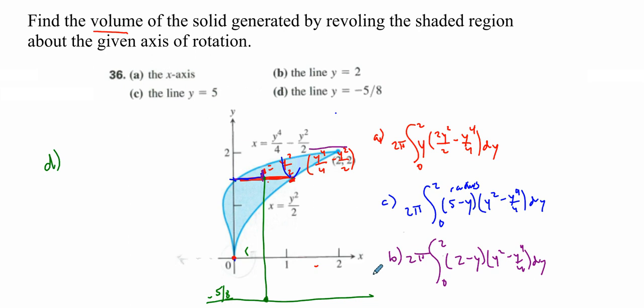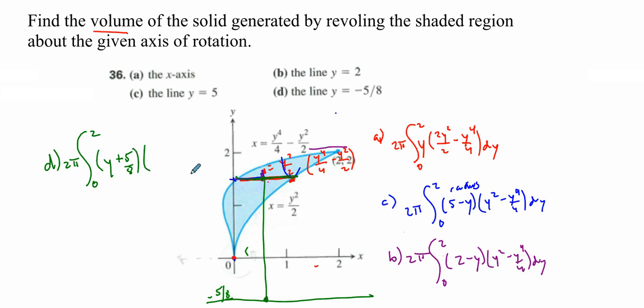So the radius of our shell, we're going to have to integrate, once again going from 0 to 2. We have 2 pi, because we're still going to create the circumference of a circle. Our radius is going to be y minus -5/8, so it'll be plus 5/8, just at the top, going to the bottom.